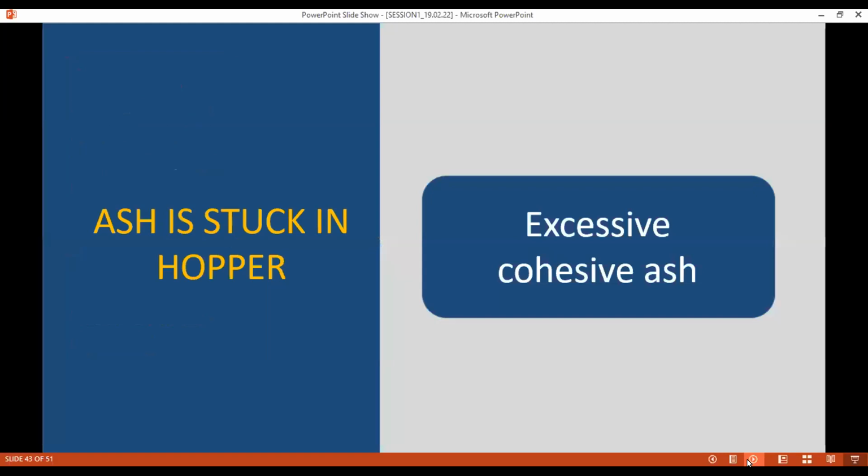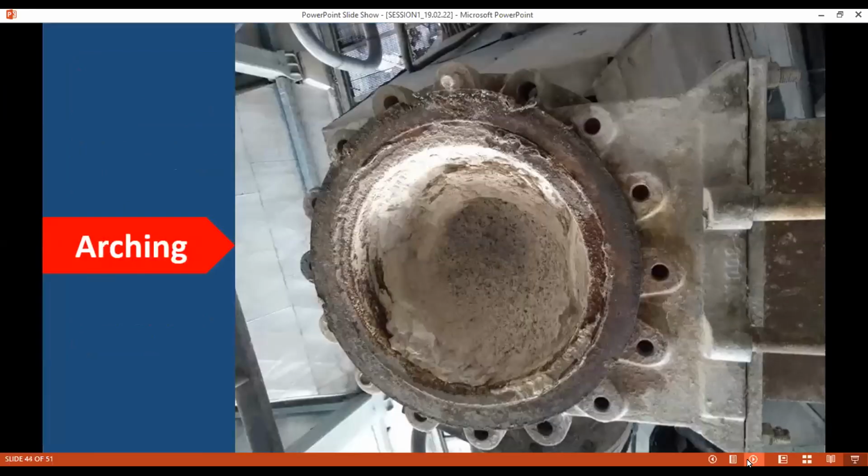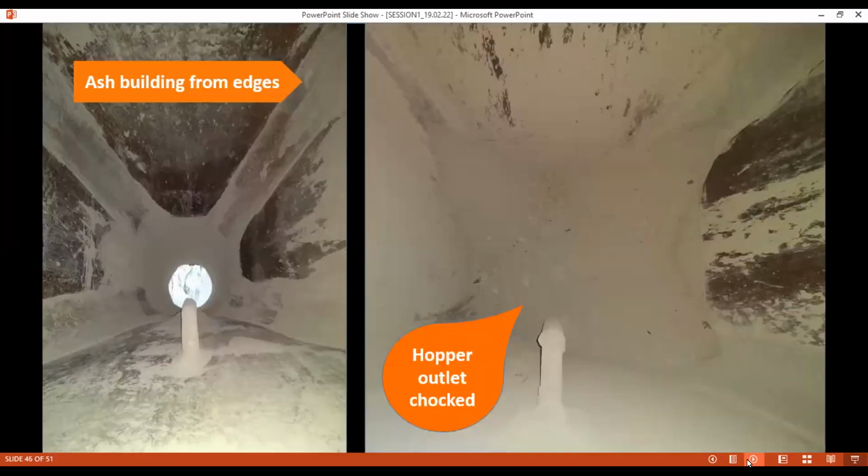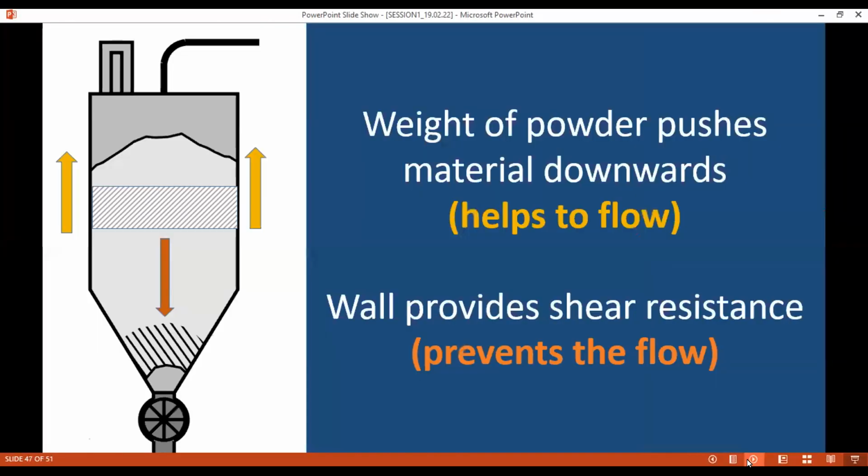I'm coming towards the end of my presentation. Ash is stuck in the ESP hopper. 10% of you have given me feedback that the ash gets stuck in the ESP hopper excessively, and this typically happens if the ash is very, very cohesive. So you have an arcing problem. At the bottom of the hopper, you can see the ash has gained strength, and it has made an arc. Then you have a rat holing problem also, where the bottom is open, but the ash is lying on the side of the ESP hopper, and it typically starts to build in the edges, and then occupies the entire hopper, unfortunately. And you have to understand, again, ash doesn't fall by gravity.